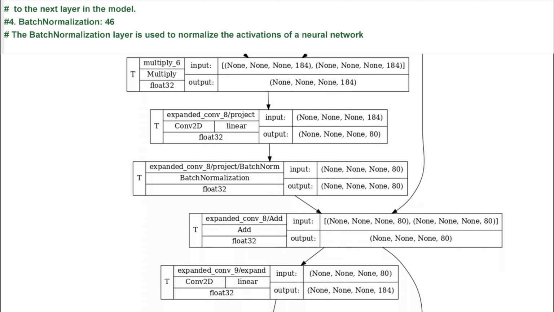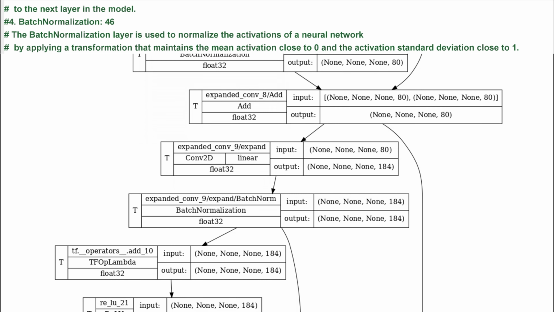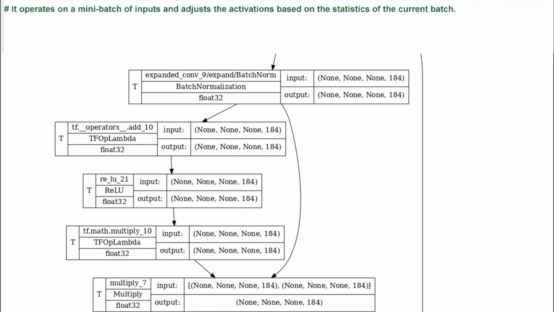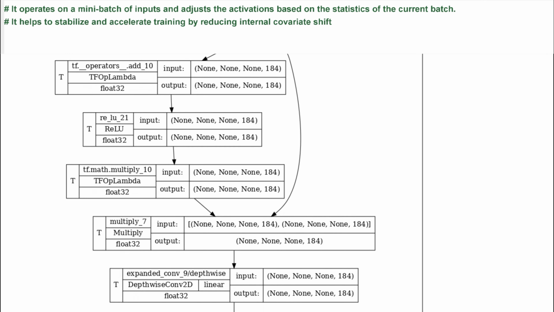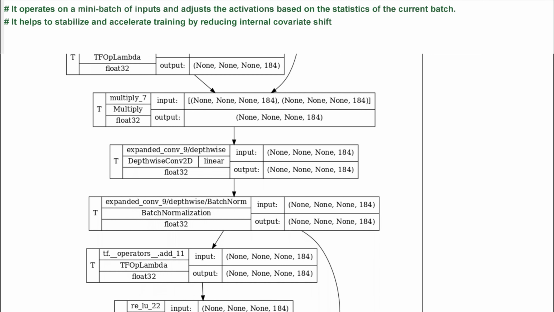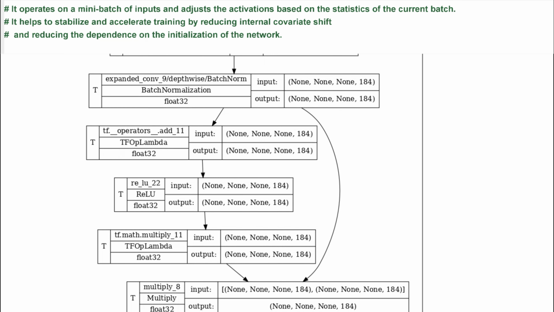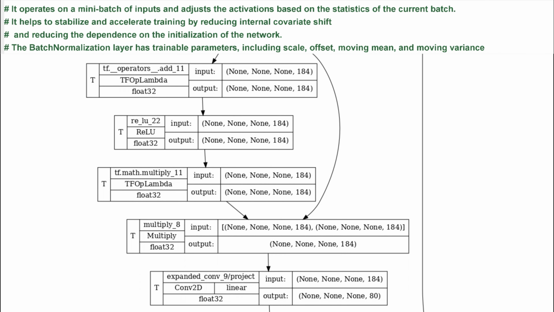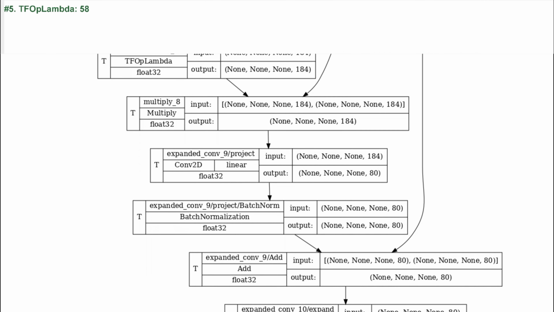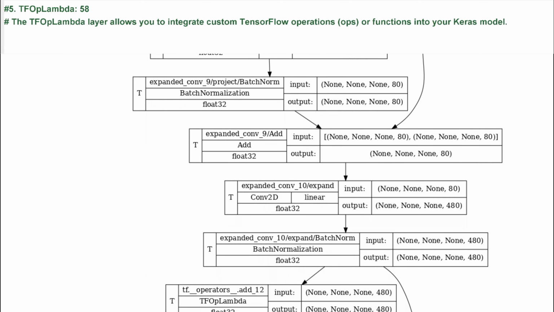The batch normalization layer is used to normalize the activations of a neural network by applying a transformation that maintains the mean activation close to 0 and the activation standard deviation close to 1. It operates on a mini batch of inputs and adjusts the activations based on the statistics of the current batch. It helps to stabilize and accelerate training by reducing internal covariate shift and reducing the dependence on the initialization of the network. The batch normalization layer has trainable parameters, including scale, offset, moving mean, and moving variance. 5. TFOpLambda, 58.